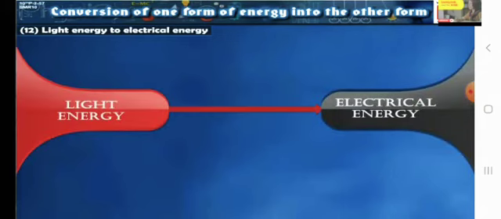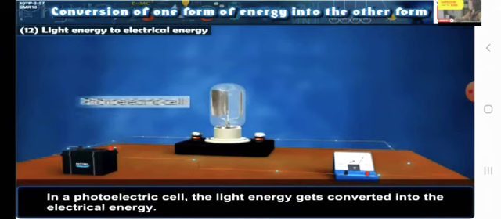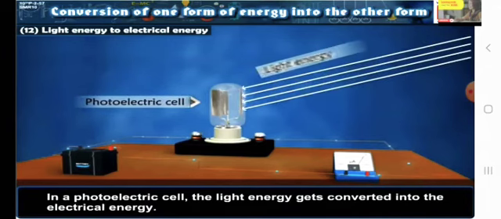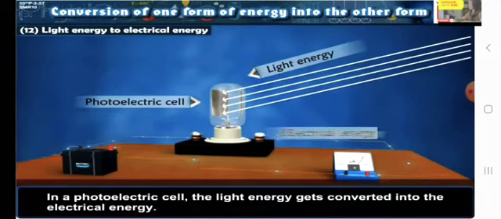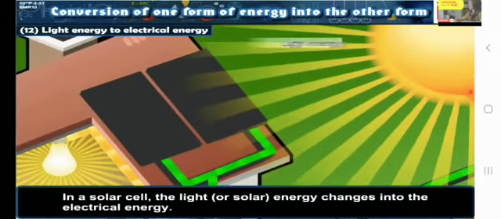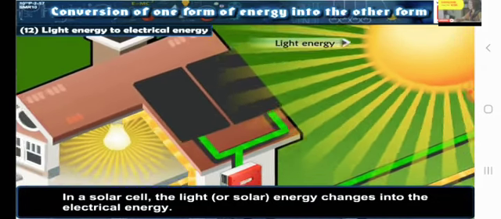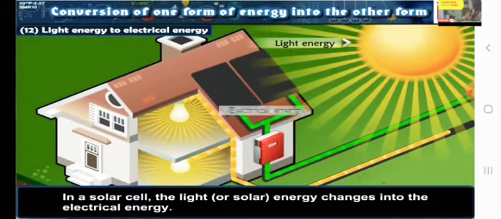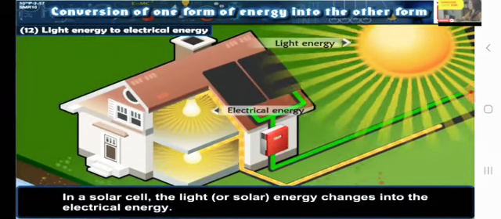12. Light energy to electrical energy. In a photoelectric cell, the light energy gets converted into the electrical energy. In a solar cell, the light or solar energy changes into the electrical energy.